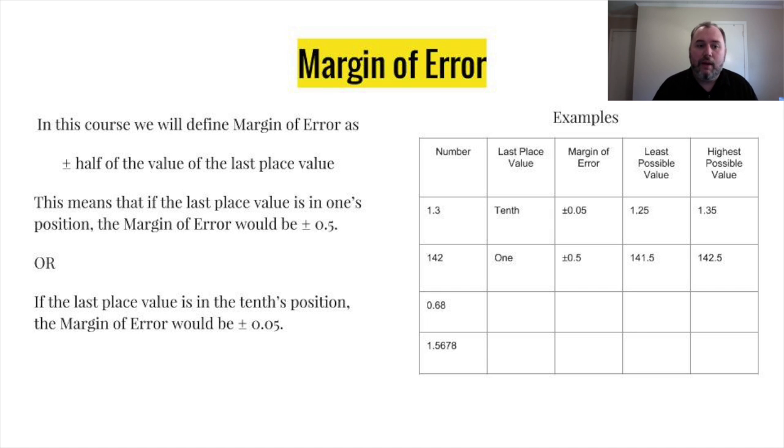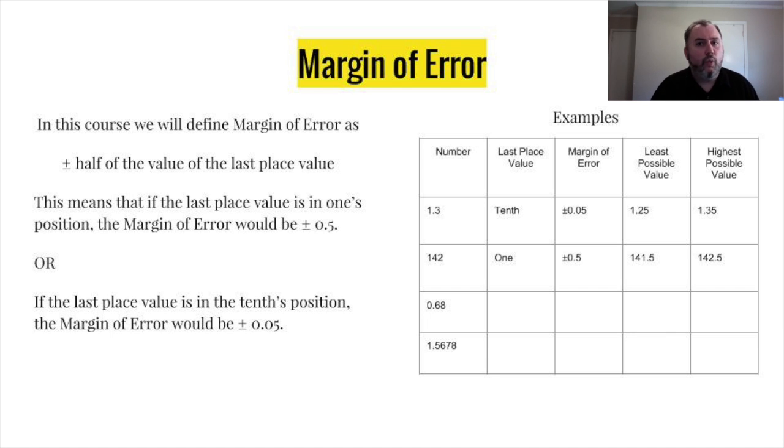This basically means that whatever the last place value is, the margin of error would be half that. So if you were in the ones position, the margin of error would be half of 1, so it would be plus or minus 0.5. If the place value is in the tenths position, half of it is 0.05, so your margin of error is plus or minus 0.05. Let's look at the examples and you might be able to understand it a little bit easier.